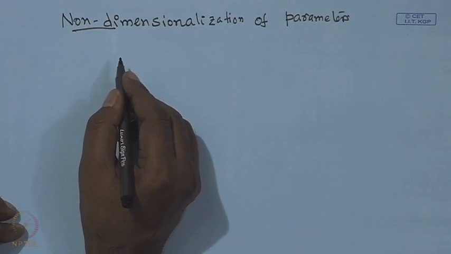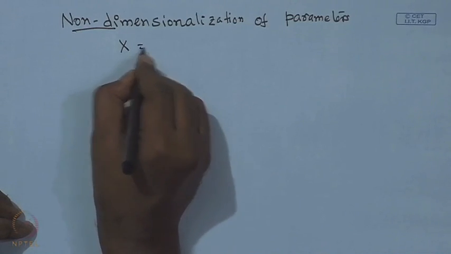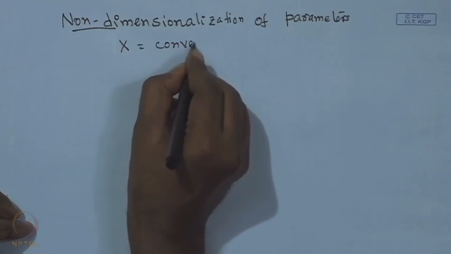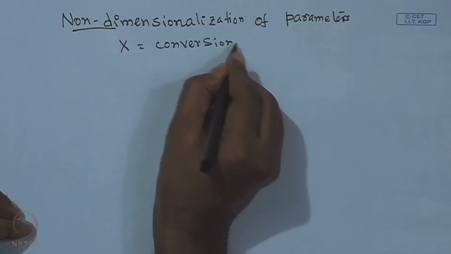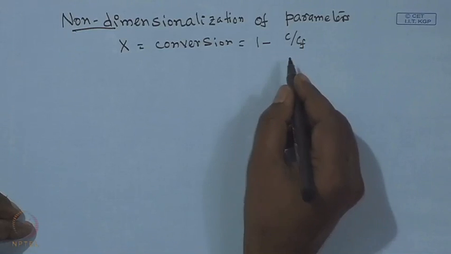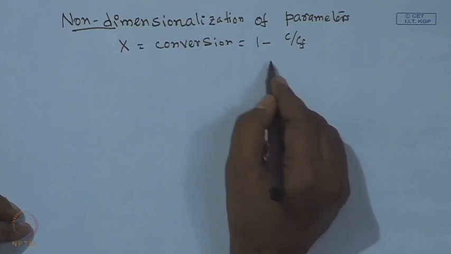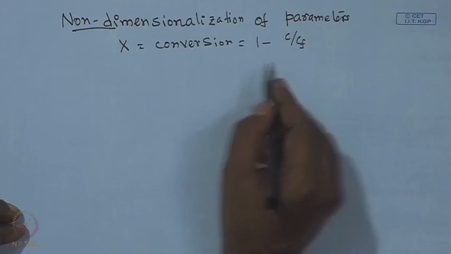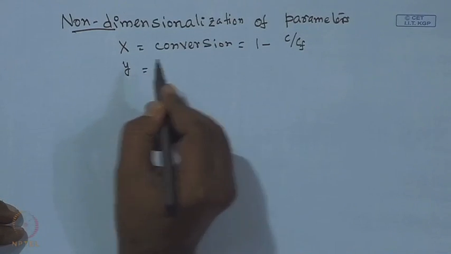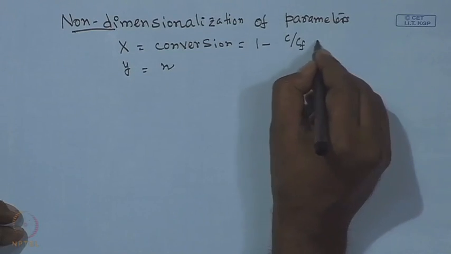The first non-dimensionalization parameter is the non-dimensional concentration, that is given as conversion. The conversion is given as 1 minus C by Cf, where C is the concentration at any point of time, divided by Cf, the feed concentration. 1 minus that is nothing but the conversion.